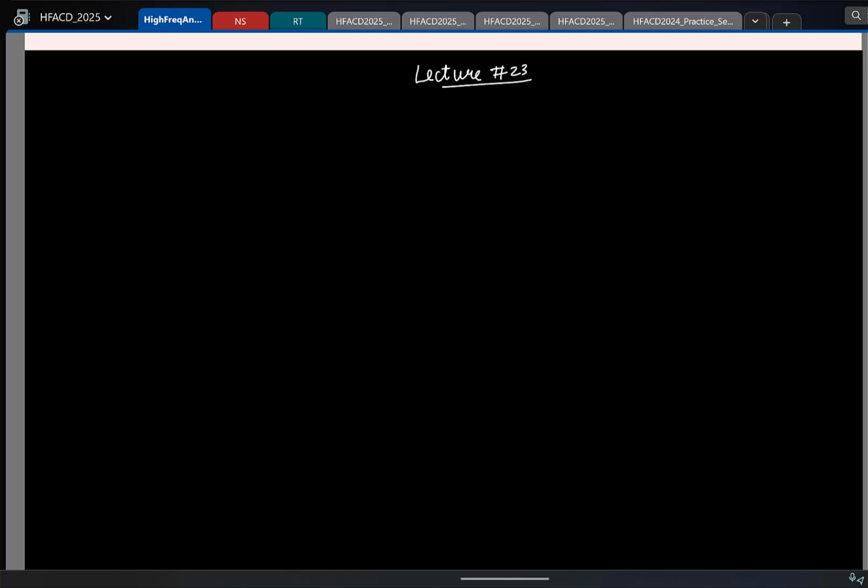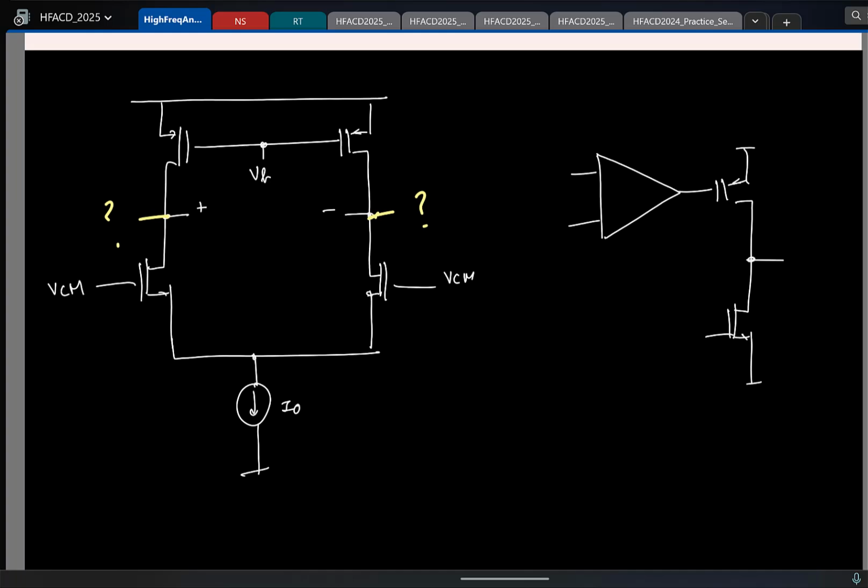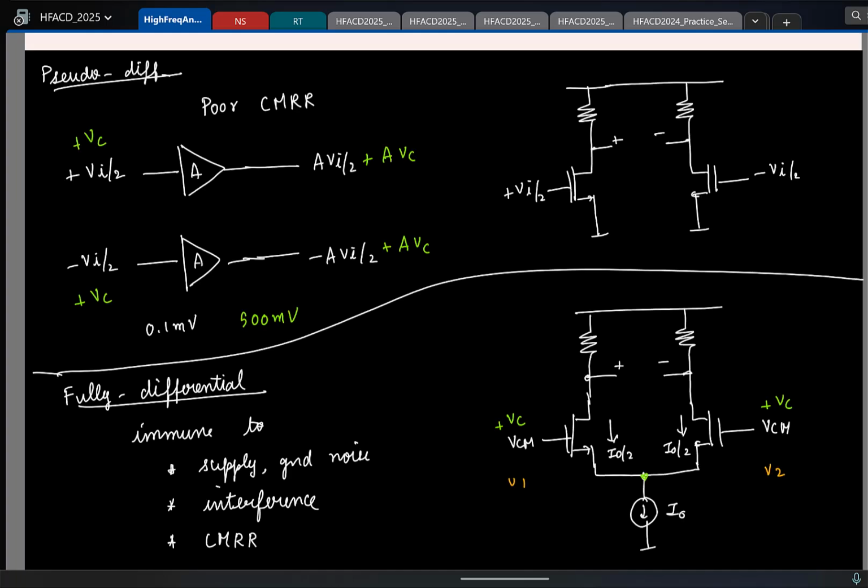So in the last class we were looking at the reason to go for differential signaling, and the motivations were quite simple. If we have differential signals, we saw that it is highly immune to any kind of disturbances on supply and ground, and if done properly it is also immune to interferences. And on top of it, if you realize it as a fully differential circuit instead of a pseudo differential system like this, you also get good common mode rejection ratio.